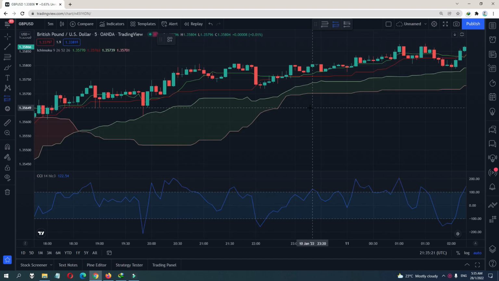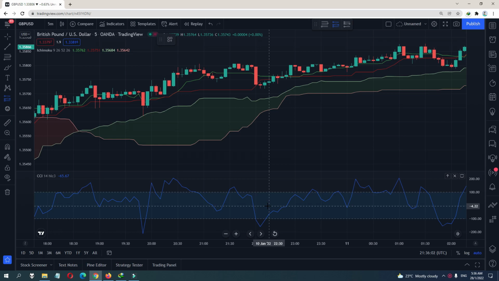For buy, you want the price to be above the cloud, and you want the green line to be above the red line. Then for CCI, you wait for it to dip below negative 100, and then wait for it to go back up above negative 100. You see the number here, negative 65. So this is our buy signal.